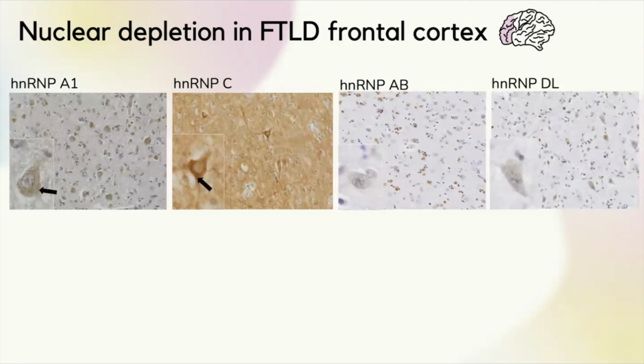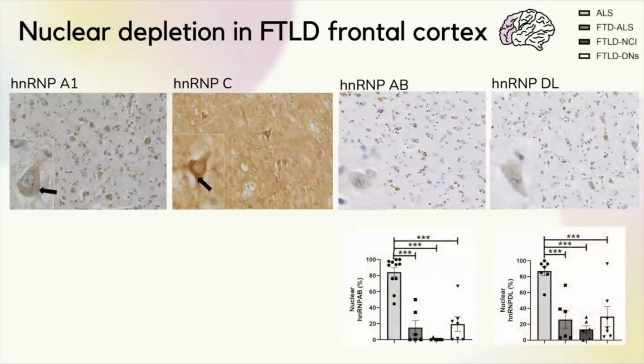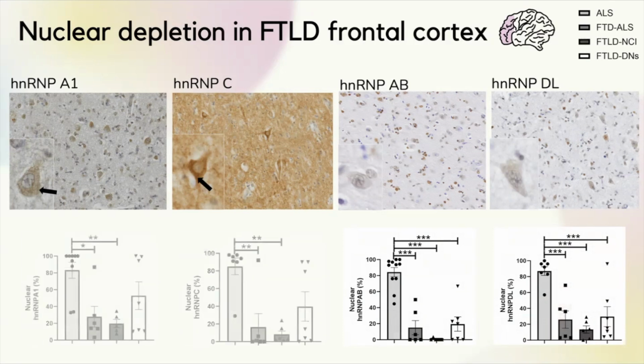Notably, there was a significantly greater loss of nuclear hnRNPD in all FTLD groups compared to ALS, and a significant loss of nuclear hnRNPA1 and C in FTLD-ALS and FTLD-NCI groups compared to ALS.